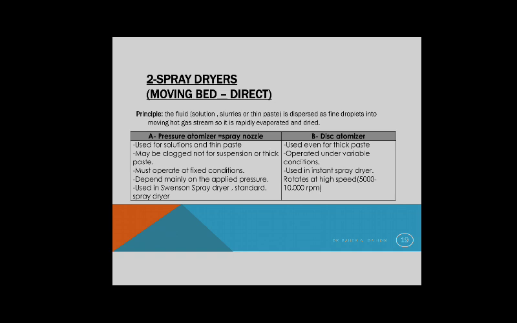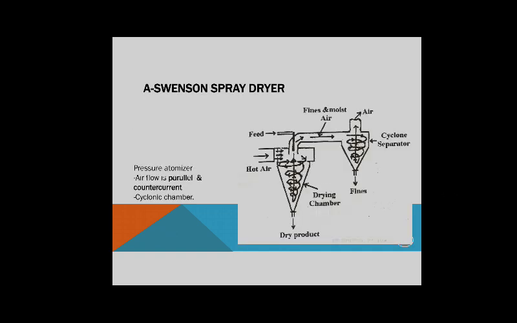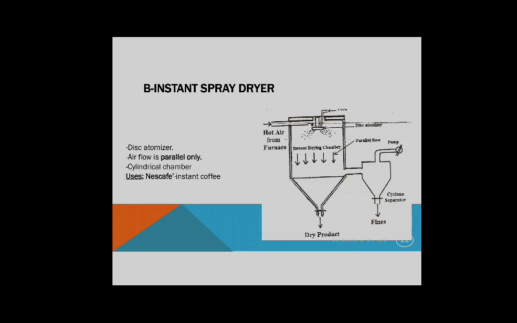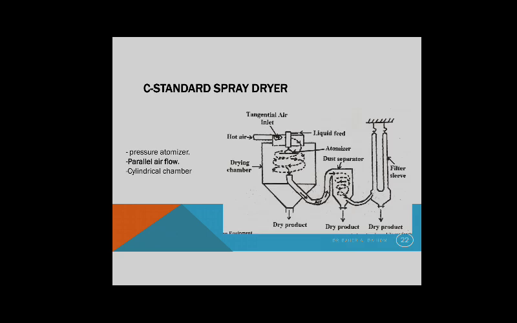There is a comparison between them. Pressure atomizer is used for solution and thin paste, may be clogged, not for suspension or thick paste. Must operate at fixed condition, depends only on applied pressure. Used in Swenson spray dryer with standard spray dryer. But disk atomizer is used even for thick paste, operated under variable condition, used in instant spray drying, rotates at high speed. Swenson spray dryer. Instant spray dryer, which is used in manufacture of Nescafe. Standard spray dryer.